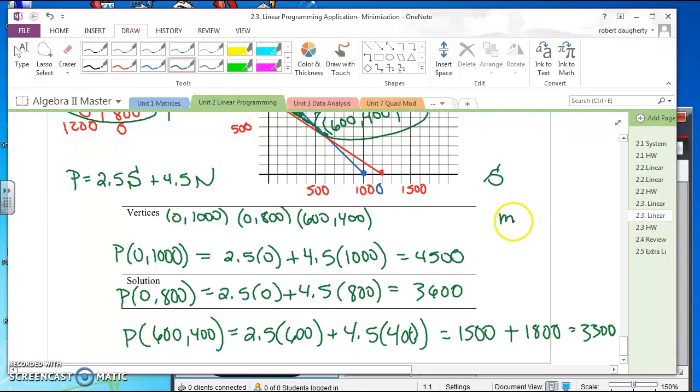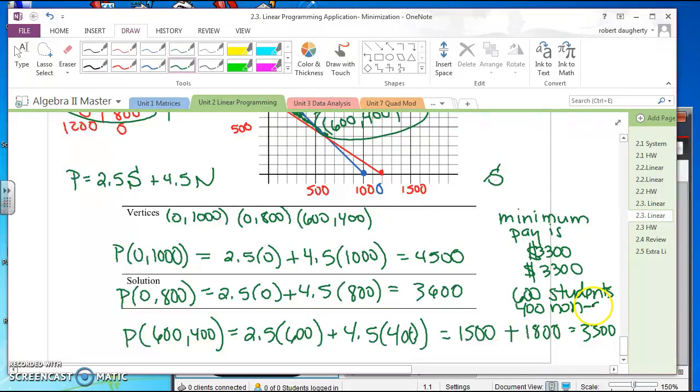So the minimum pay is 3,300. So I'll rewrite that, 3,300. And that comes from selling 600 students and 400 non-students, okay?